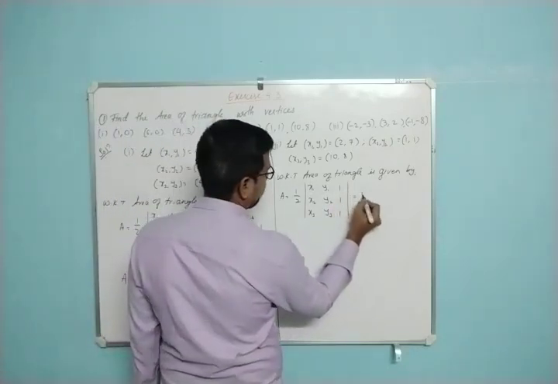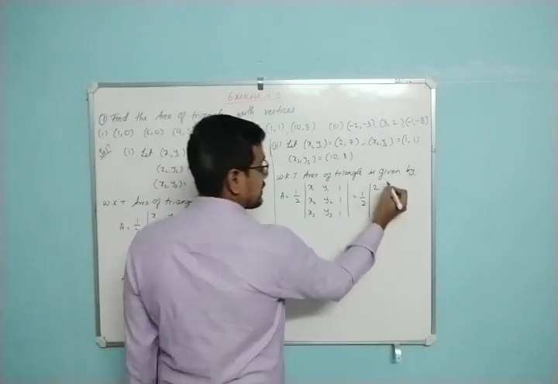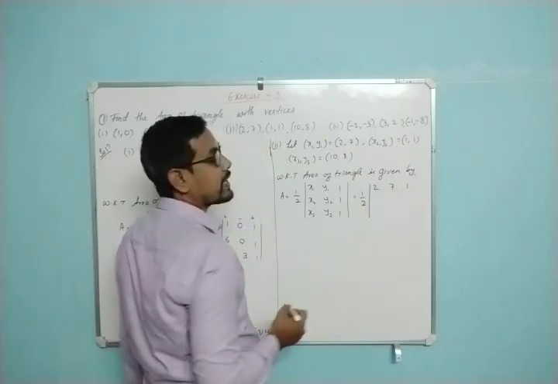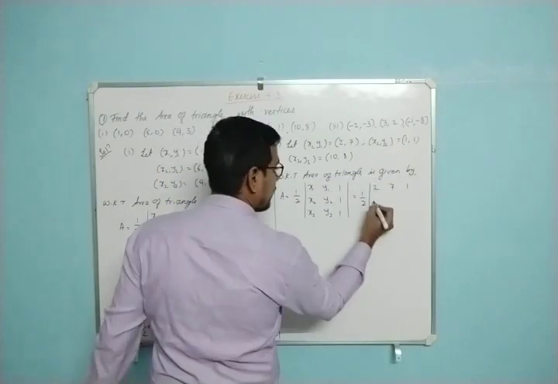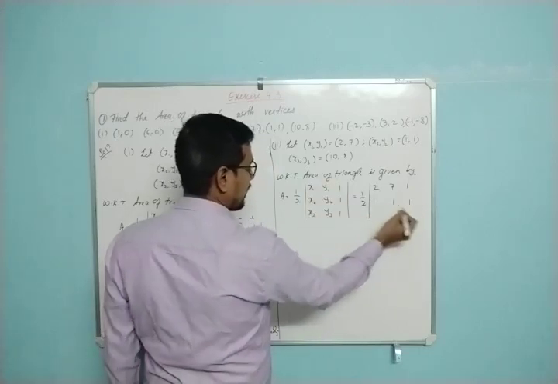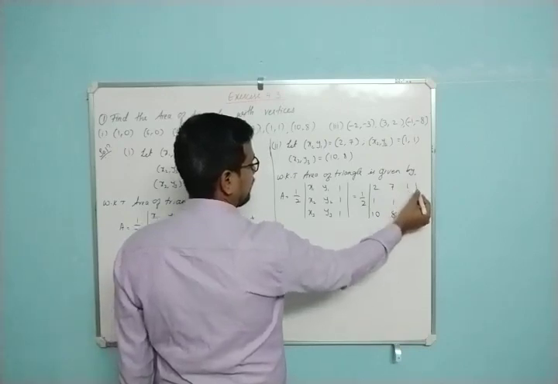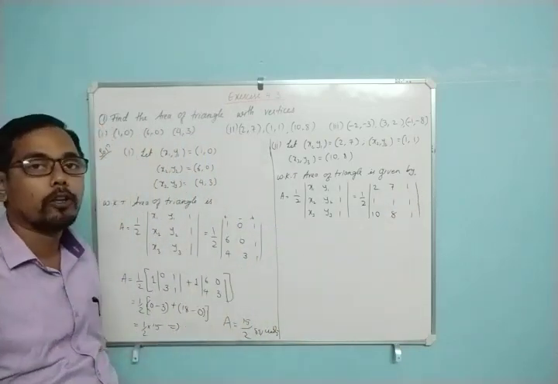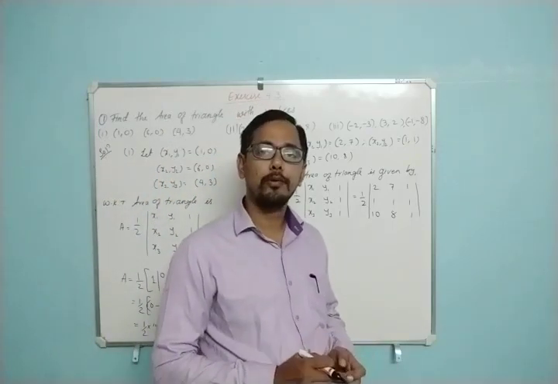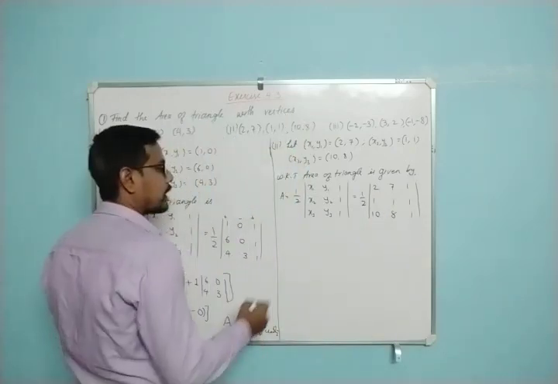So I can write this as half into the determinant: x1 is 2, y1 is 7 and 1 as it is; x2 is 1, y2 is also 1, and 1 as it is; x3 is 10, y3 is 8 and 1. Now you can expand through any row or column, because no row or column has a 0. You can apply some row transformations to reduce it, but if you're not comfortable with that, you can go for direct expansion.